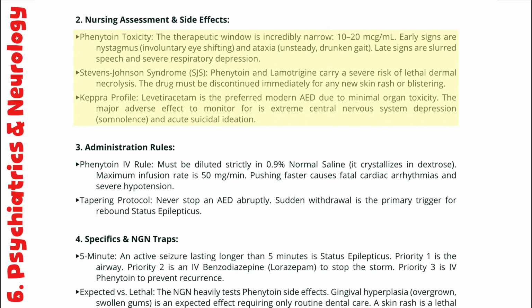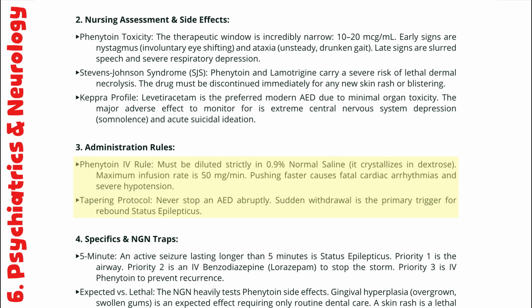Both phenytoin and lamotrigine carry Stevens-Johnson risk. And levetiracetam's main concern is sedation and suicidal ideation. Phenytoin IV goes strictly in normal saline at a maximum of 50 milligrams a minute. Never stop an antiepileptic abruptly. That risks rebound status epilepticus. Past 5 minutes of continuous seizure activity, you're in status epilepticus: airway first, IV benzodiazepine second, IV phenytoin third.